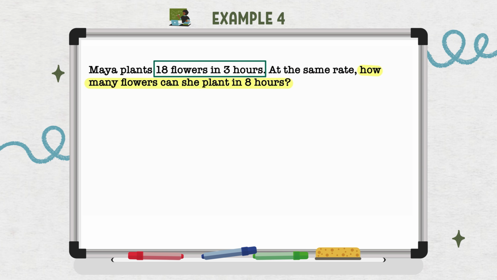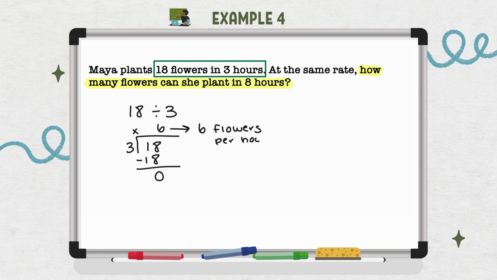And so, what number are we going to put first? Flowers, because we're trying to see how many flowers in how many hours. But we need to figure out what her rate is. So in order to figure out her rate, we need to do 18 divided by 3. And that's going to tell us how many flowers she plants in 1 hour. Alrighty, so therefore, Maya is planting 6 flowers per hour.